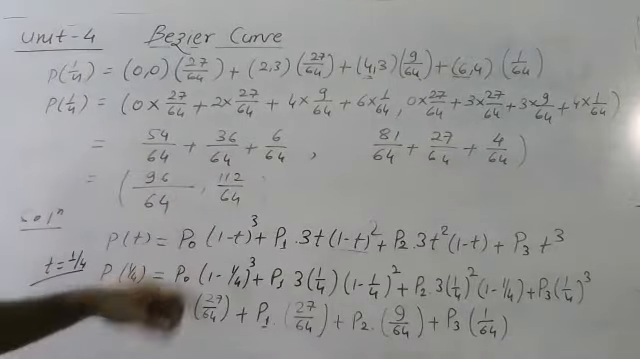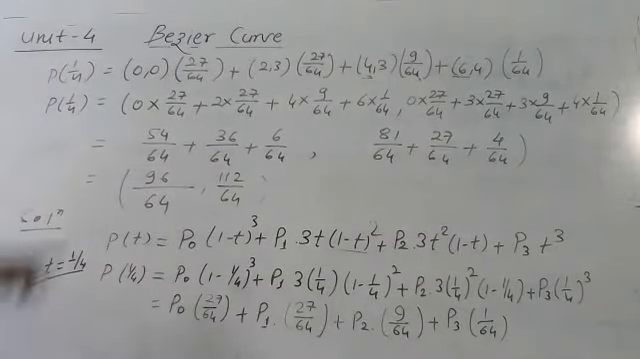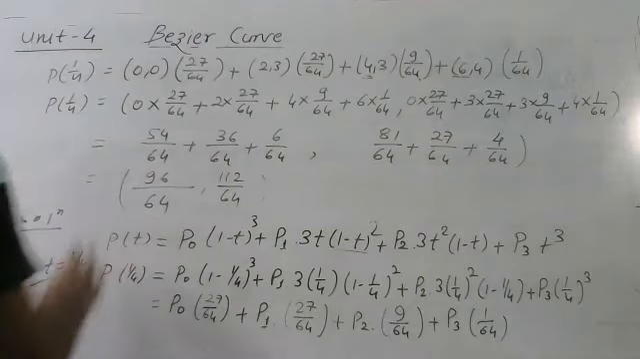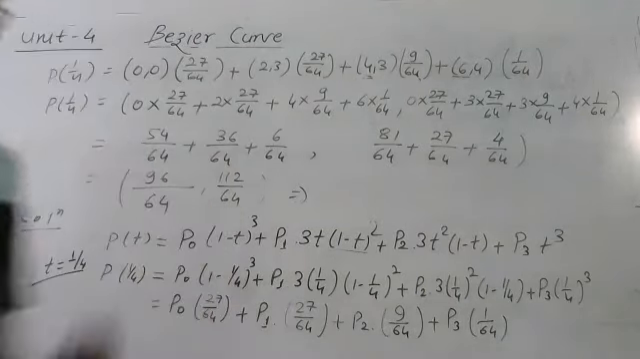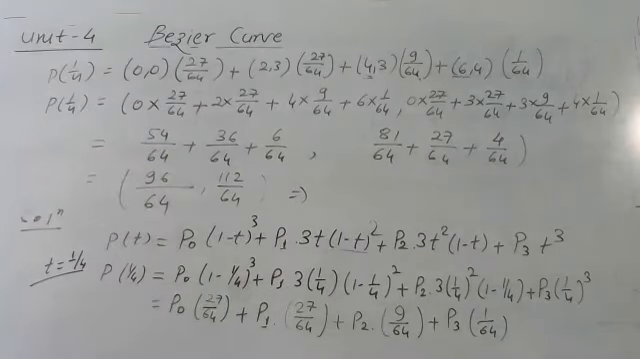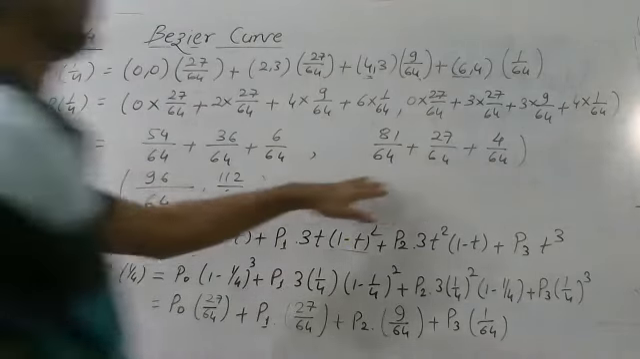Whatever the point is, you can calculate it. Then this is the second, another point of the Bezier curve. You can find out the fraction also, like 96 divided by 64. So this is the second point of the curve.